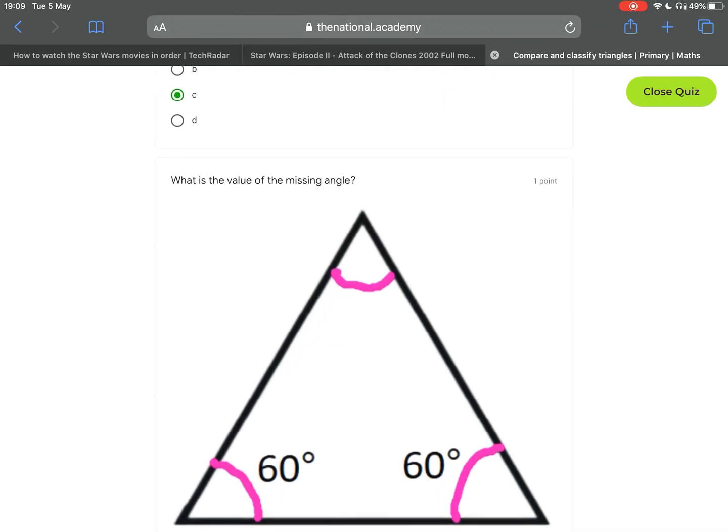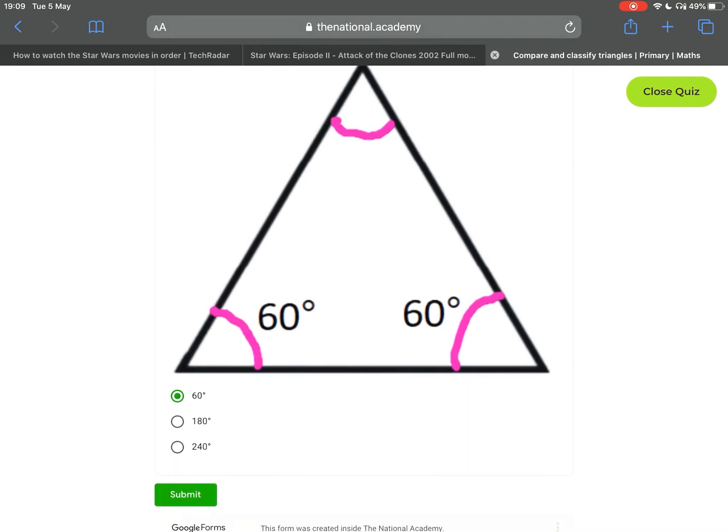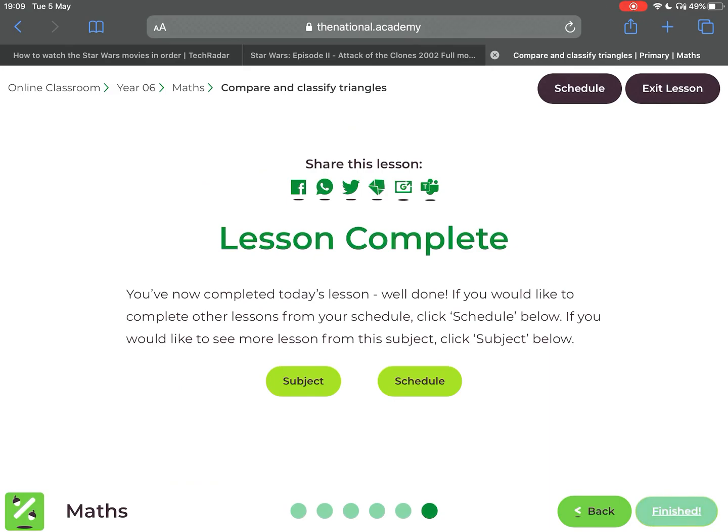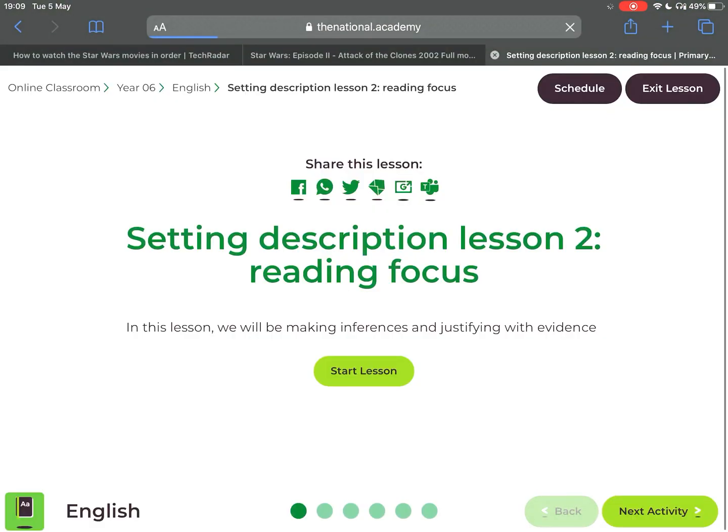There. What is the value of the missing angle? 60 degrees. After that, you would have finished your maths, and you would have lesson 3, English.